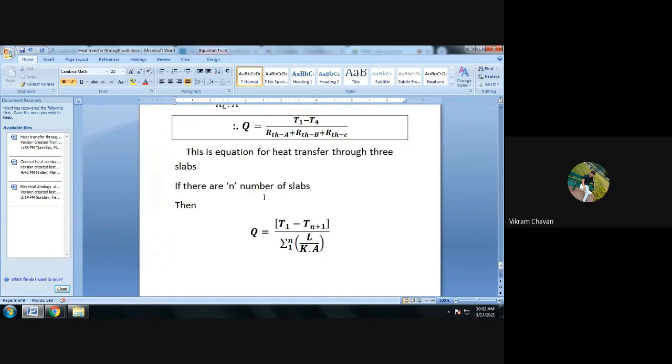Okay, so we'll discuss the write-up part in the next lecture, and also the problems on this particular plain wall and the composite wall in the next lecture.